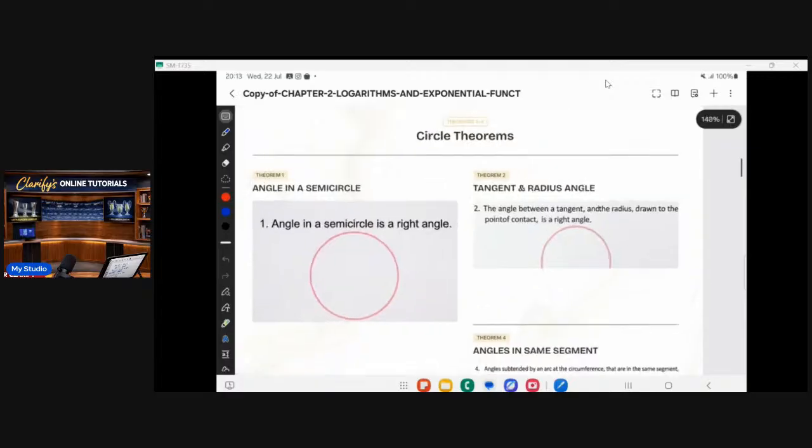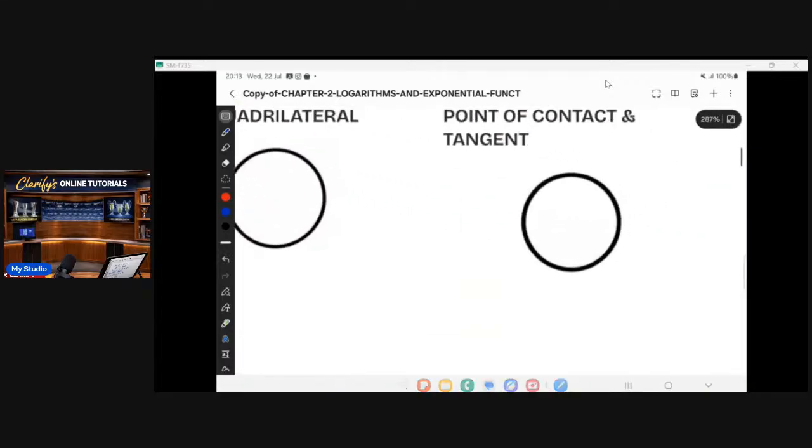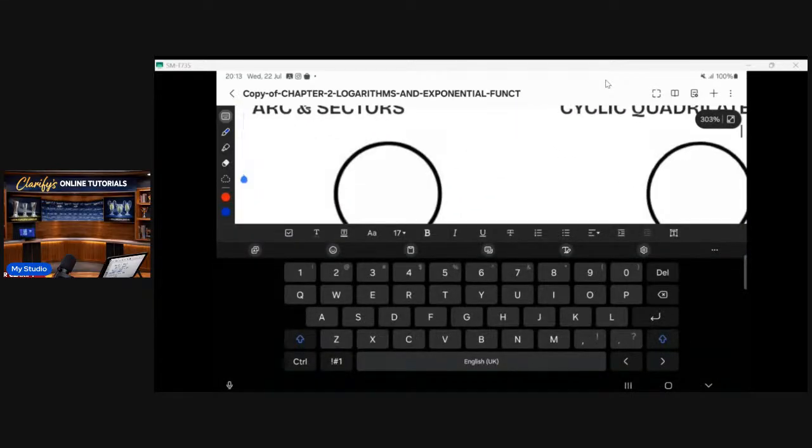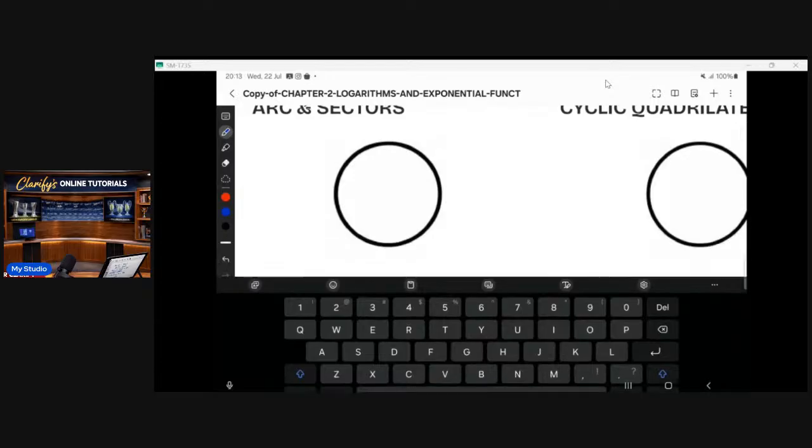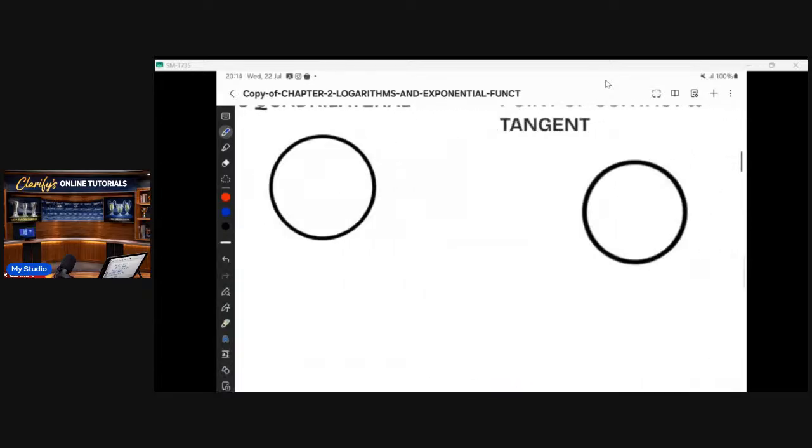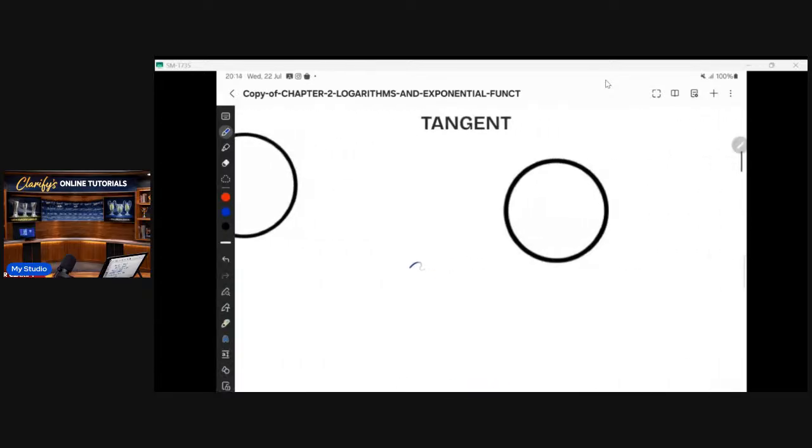So I'll draw the last part. Some parts are lost, it doesn't matter. We said for us to have a point of contact, we need to have a tangent. A tangent is a line that touches your circle in one point only. So this is the point where your tangent touches your circle. So this line is called a tangent.